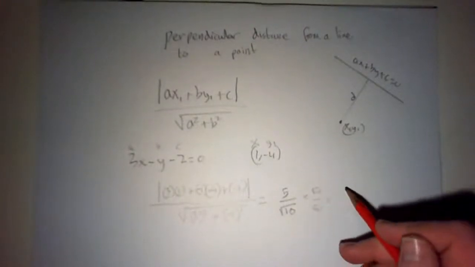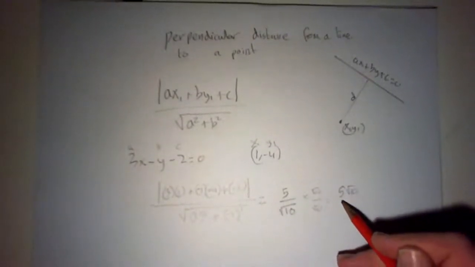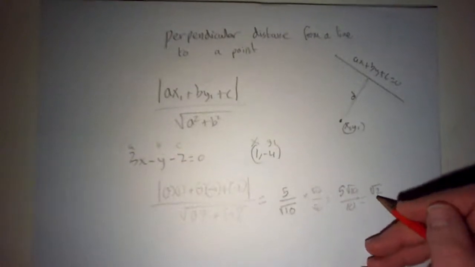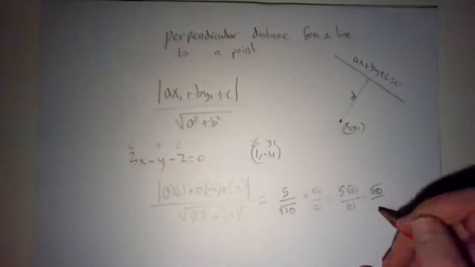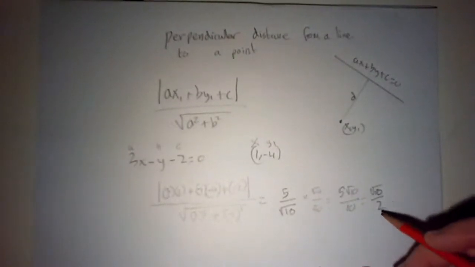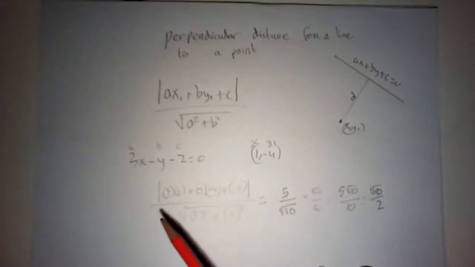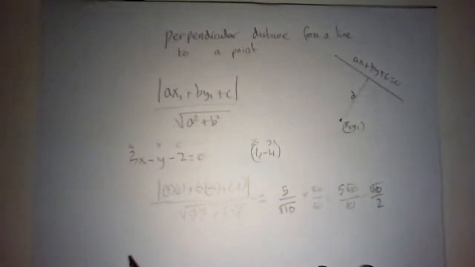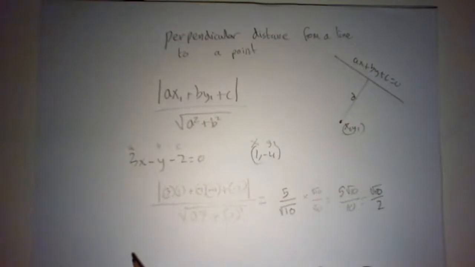Okay, so that's 5 root 10 over 10, which is the same as root 10 over 2. Sorry, root 10 over 2. Okay, looks nicer, it looks neater. And that's the distance from there to there, assuming, you know, that's the way it looks. Perpendicular distance.